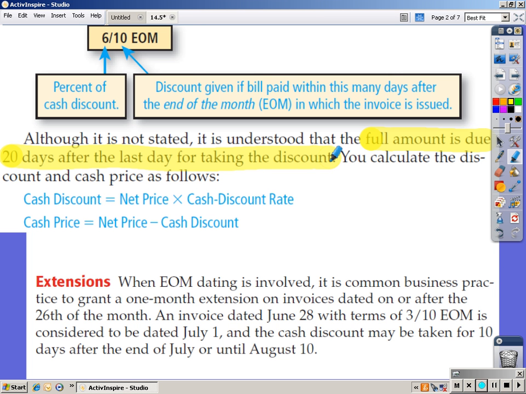And the only other kind of tricky part is when you use end of month dating, it's common business practice to grant a 1-month extension on invoices dated on or after the 26th of the month. Okay? So, you need to know this portion right here. I would write this down in your notes. Okay? And we will look at that. Okay, so go ahead and copy those highlighted portions down and press pause, and then we'll get busy.